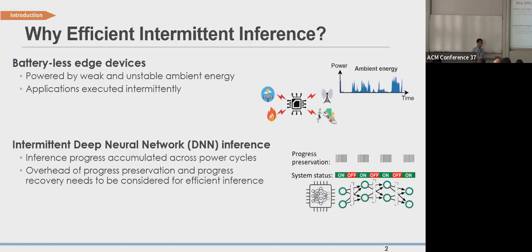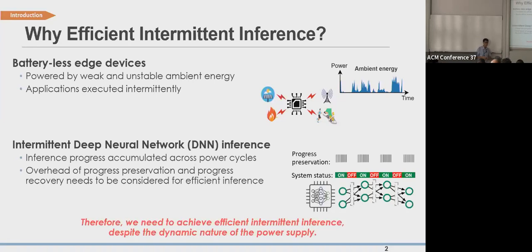There are many approaches for intermittent deep inference on such systems. To achieve inference across multiple power cycles, they need to preserve the inference progress during an inference and then recover the progress upon power resumption. Both steps can take a high overhead, and the overhead can change with different power conditions. So overall, we need to maintain good inference performance on intermittent systems, especially when the power is weak, unstable and unpredictable.